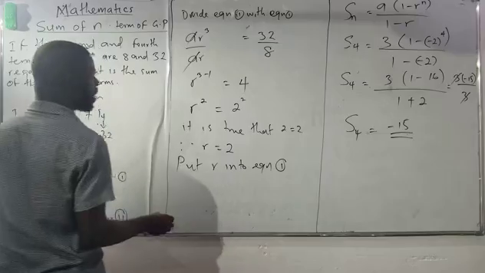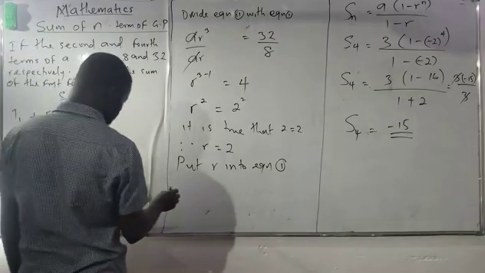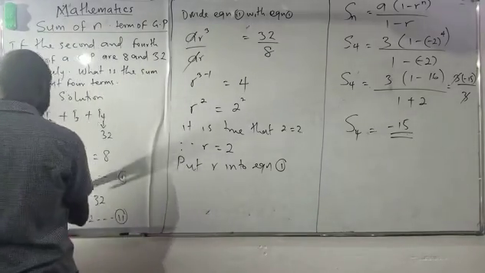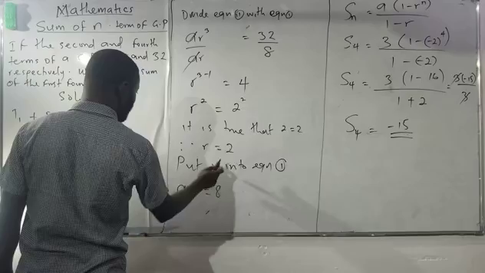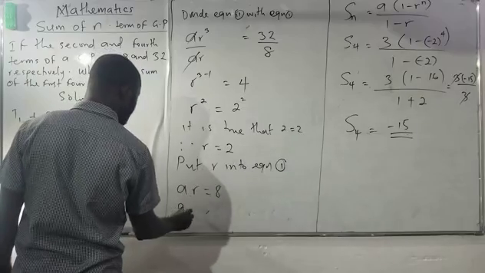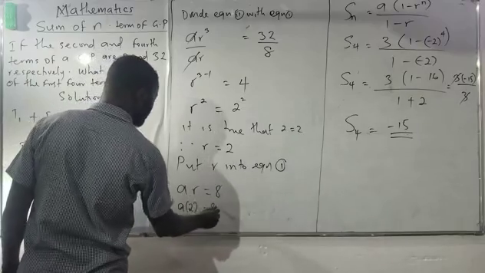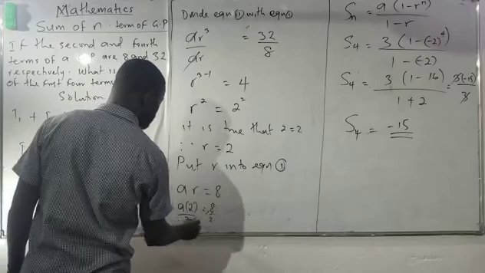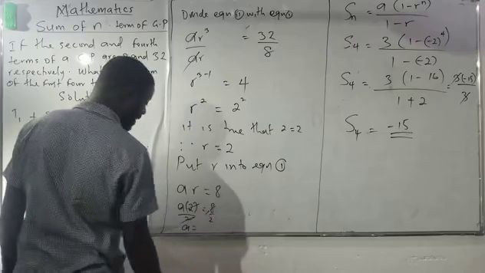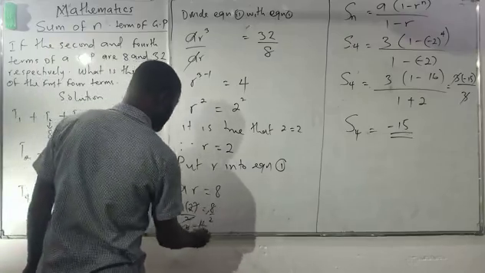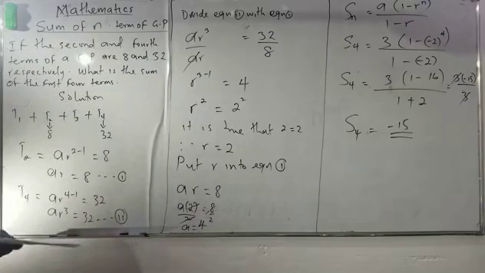What is my equation 1? Equation 1 says that ar equals 8. At this point, my r is equal to 2, so a times 2 equals 8. Divided by 2 by 2, this will cancel. My a equals 4. It means my first term is equal to 4.